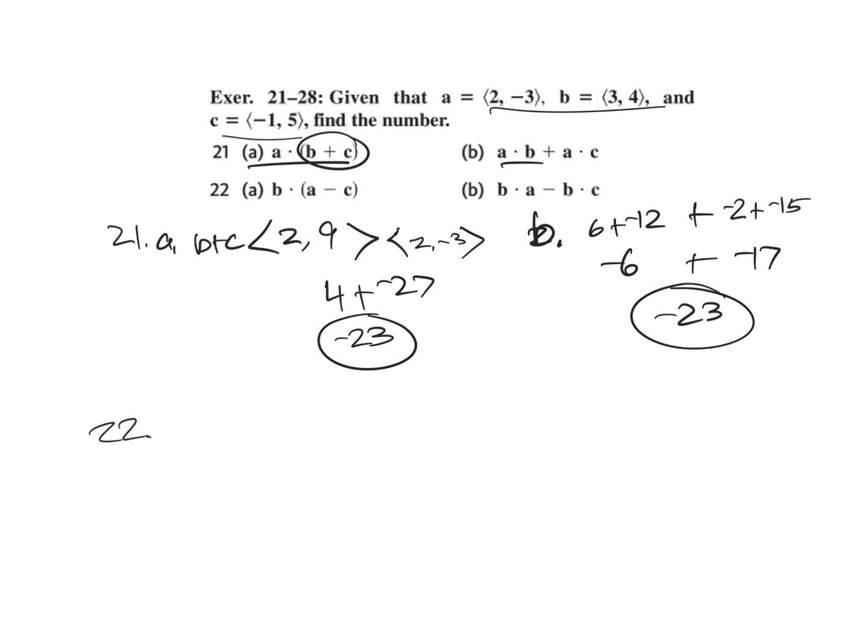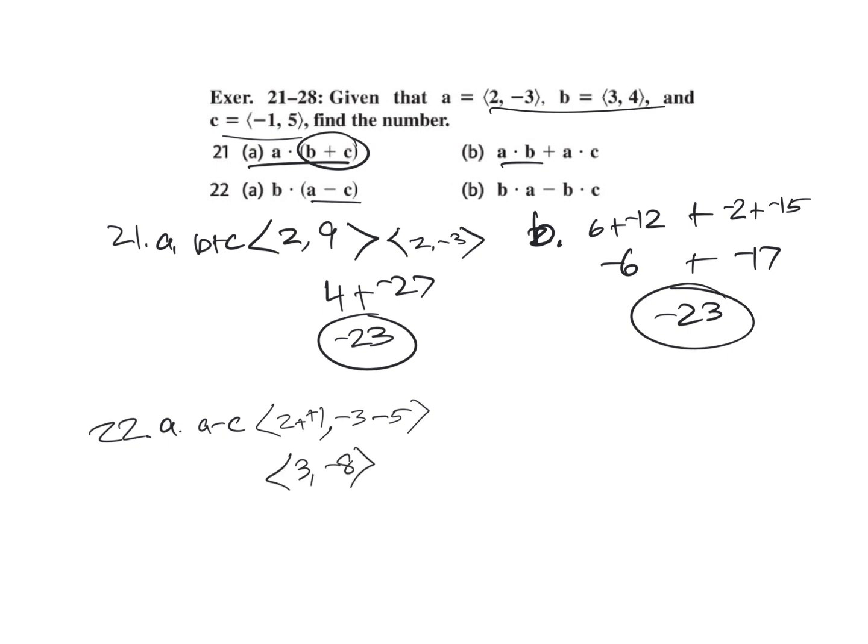22. Part A. Let's do a minus c first. A minus c is 2 minus a negative 1, minus, and then you get negative 3 minus 5. So a minus c is 3, negative 8.